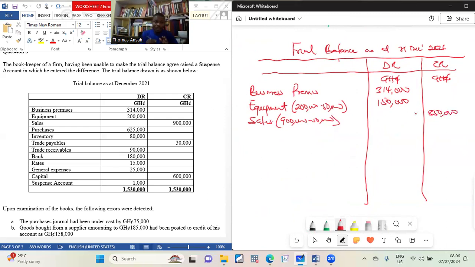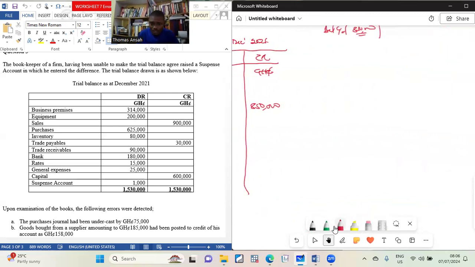For purchases, I think we had plenty of stuff, right? Well, let's go and check our purchases. If you don't do it well, your trial balance will not balance again.